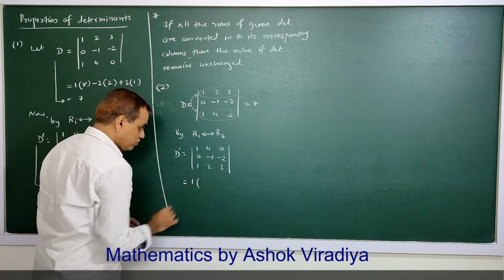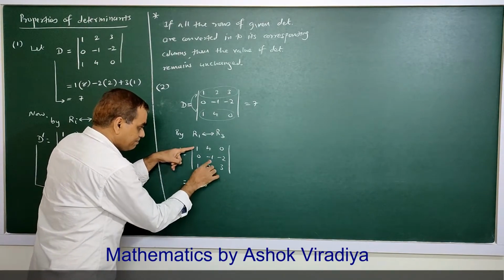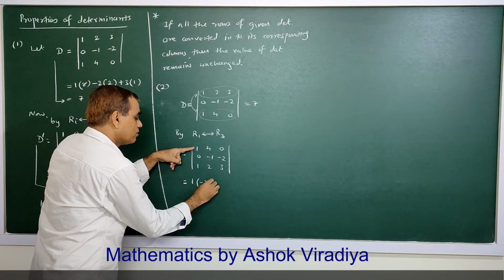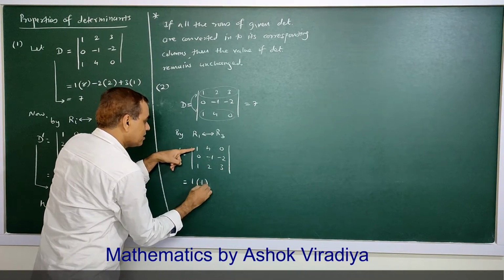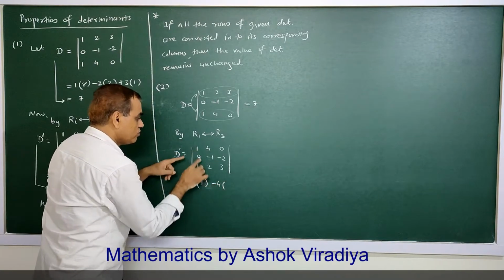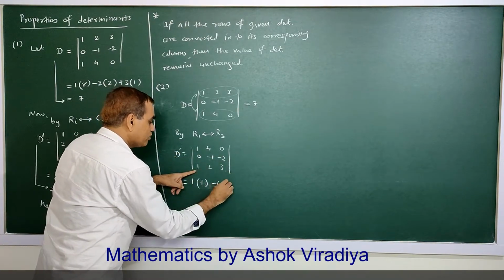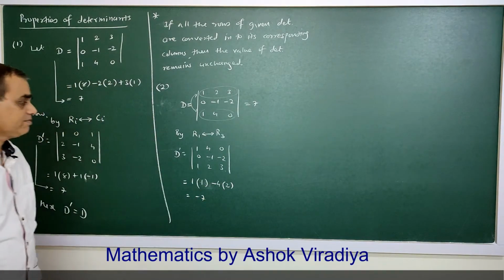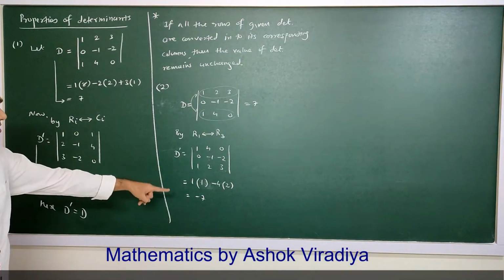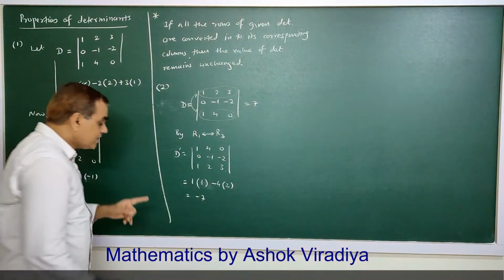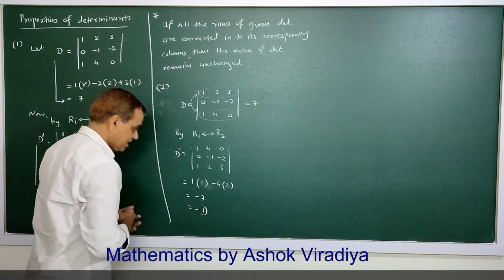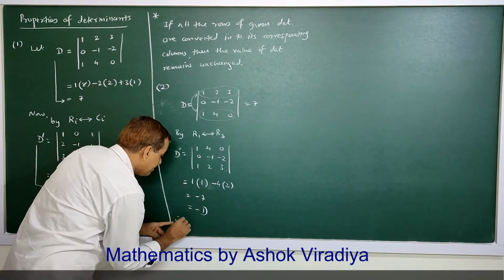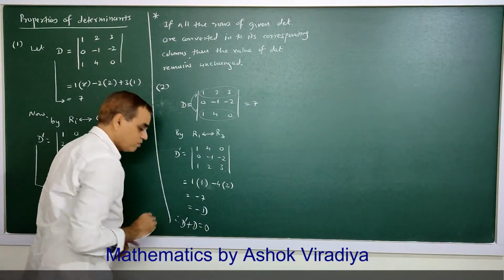So 1 into minus 3 plus 4, that is 1, minus 4 into 0 minus 2, that is plus 2. So 1 minus 8, that is minus 7. So D dash is minus 7 and this is equal to minus D. So D dash is equal to minus D, that means D dash plus D is 0.